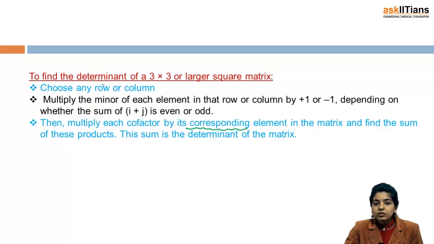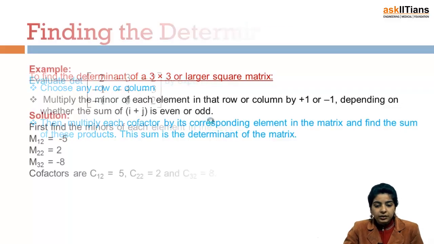So what does it say? First of all, you need to select any particular row or column. Once you select that, multiply the minor of each element of that row or column by +1 or -1 depending on whether i plus j is even or odd. If i plus j is even, you multiply by +1, and if i plus j is odd, you multiply by -1. Then multiply all these cofactors by their corresponding elements in the matrix and find the sum of these products. Once we discuss an example, it will be clearer.